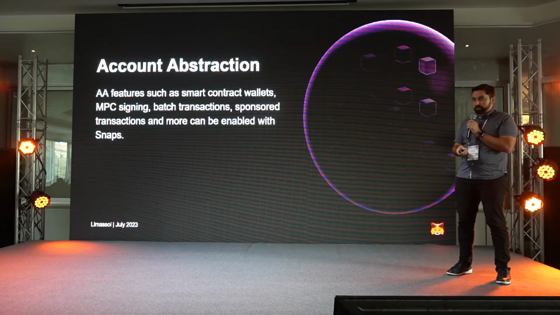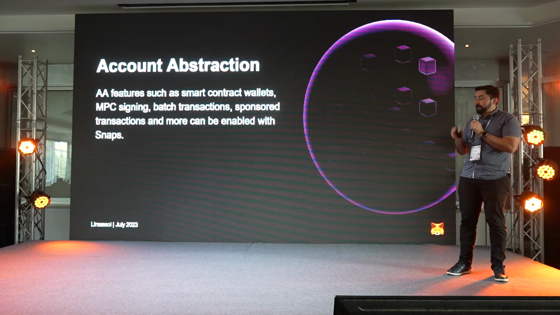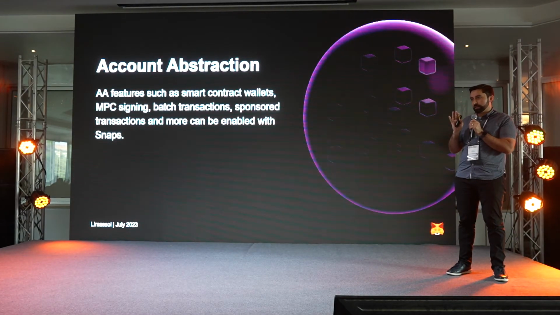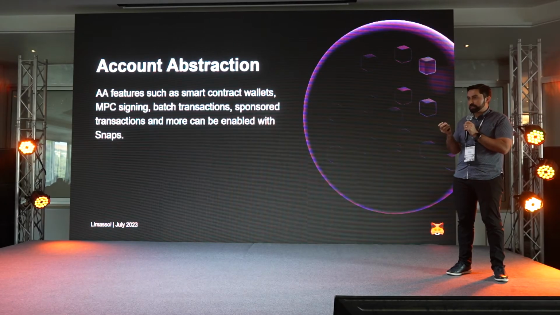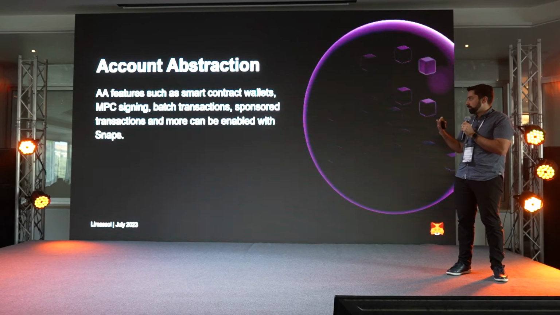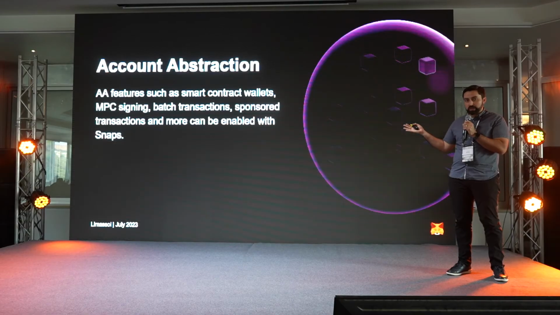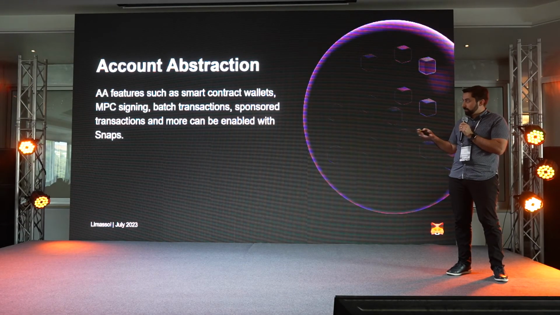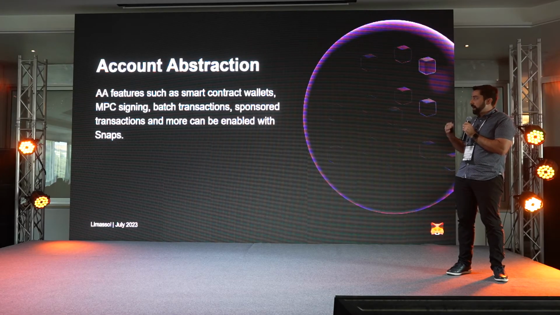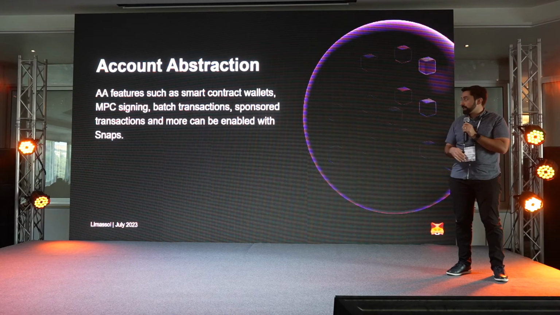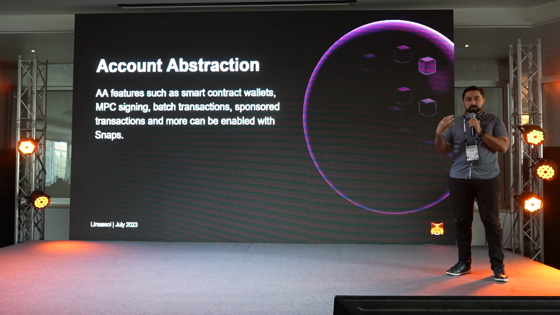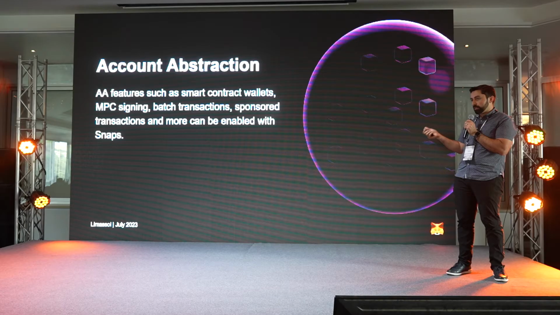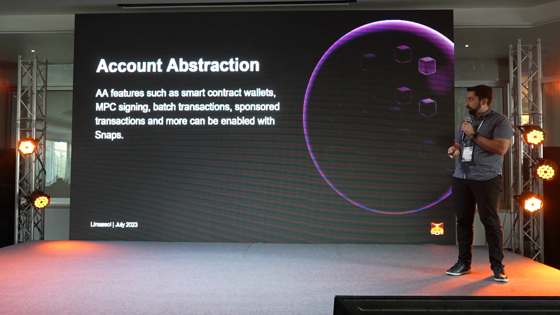Now let's talk about account abstraction. So account abstraction is actually a whole design space. Account abstraction is really just changing the way that transactions can be validated, but then that enables a whole wide range of things that you can do. You can manage smart contract wallets from EOA accounts. You can do MPC signing, multi-threshold signing. You can batch transactions. You can do sponsored transactions, and even more. And all of these features can be built into Snaps, because what you need for account abstraction is a way to do off-chain computation, and you can do that in the Snap itself.